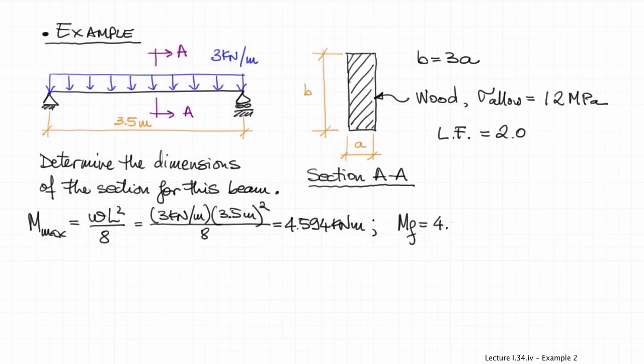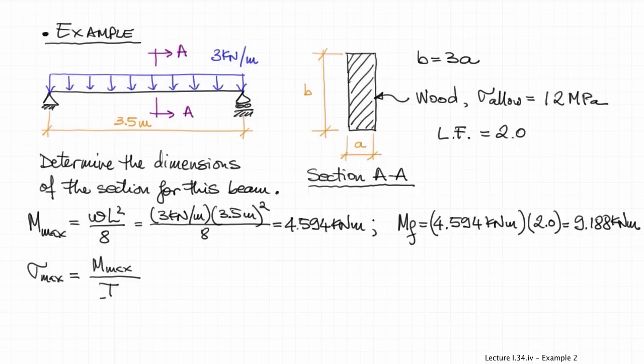And then, because this is a design question, we need to determine the factored moment by multiplying the specified moment by the load factor. And this will give us a factored moment of 9.188 kilonewton meters. Then we can calculate the maximum stress developed in the beam due to the applied force.